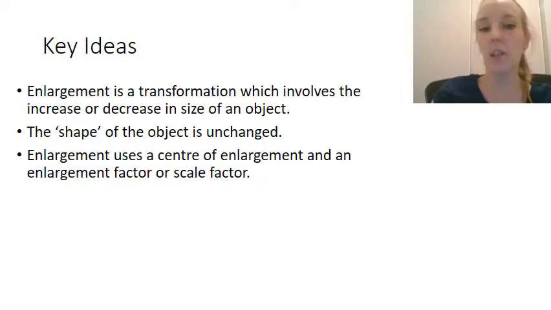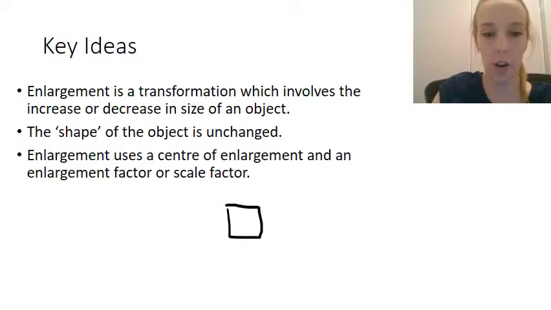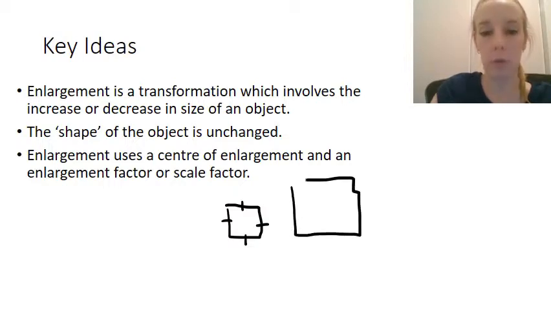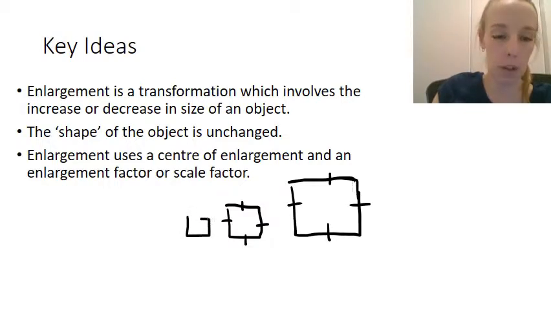So enlargement is the transformation which involves the increase or decrease in the size of an object. So let's say I had a square here. So let's pretend it's a square. So enlargement is obviously going to be the transformation, so we can make it larger. So enlarge it, so it's still the same shape, so it's still a square, it's just larger, or we could also make it smaller. So it's still the same shape, it's still a square, but it's smaller.